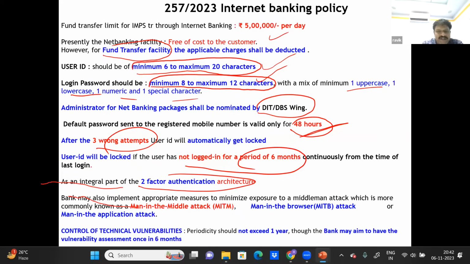Two-factor authentication architecture is there here also. Some full forms are given here. MITM means man in the middle attack. MITB means man in the browser attack, or man in the application attack. Okay, these are the full forms you have to remember. Control of technical vulnerabilities. Periodicity should not exceed 1 year. Though the bank may aim to have vulnerability assessment once in 6 months. Bank will verify, okay, that securities and all.